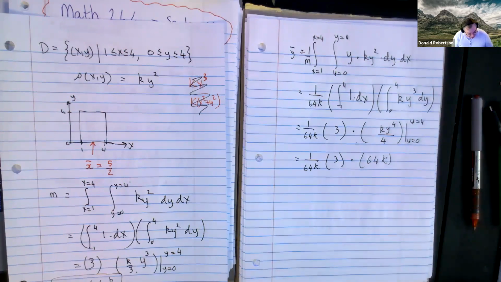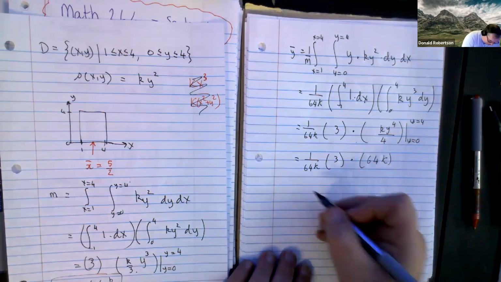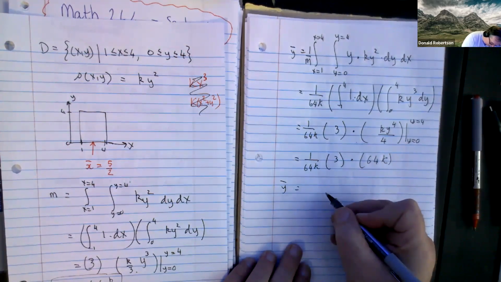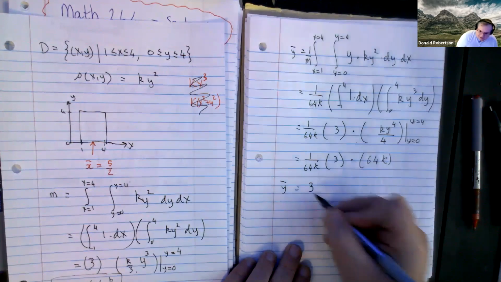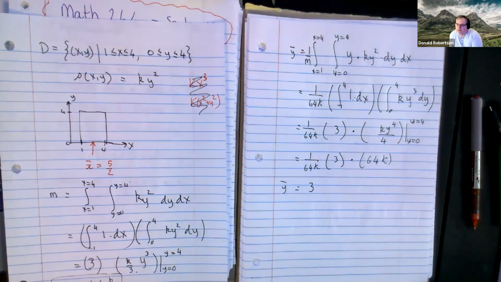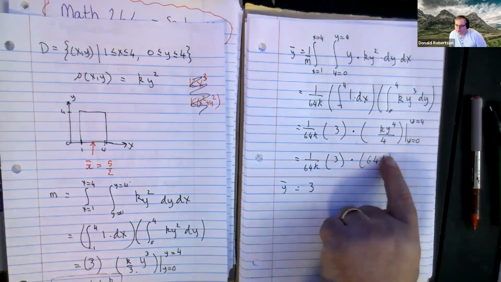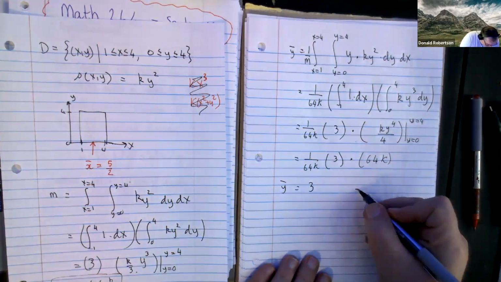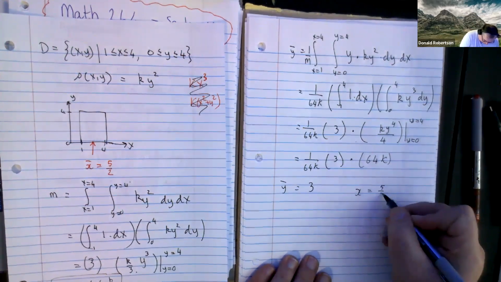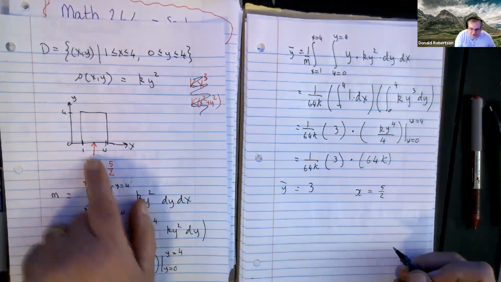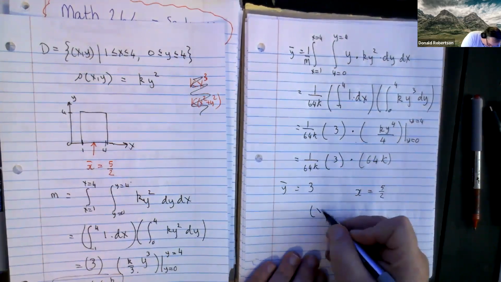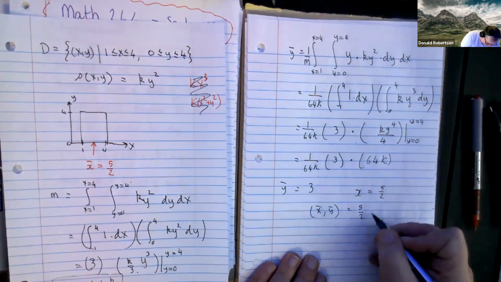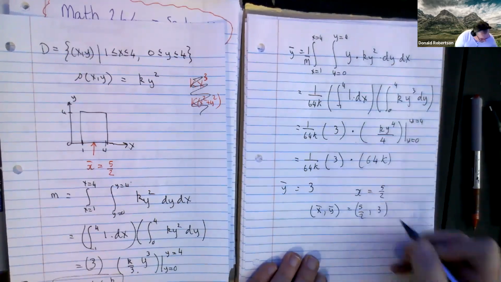And I wasn't expecting such a nice answer. Did you notice that after everything, the answer is just 3? Because wouldn't that cancel with that? And you've got 3. And I already know what x bar is. We did it as a predictor. And so the center of mass would be 5 over 2, comma 3.